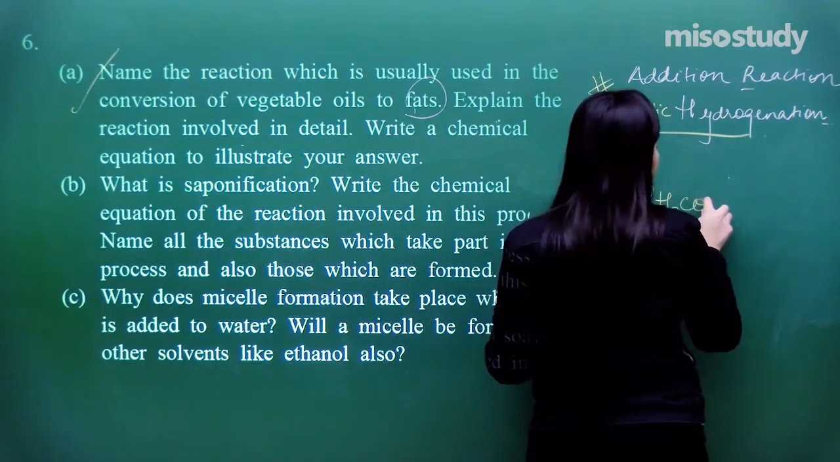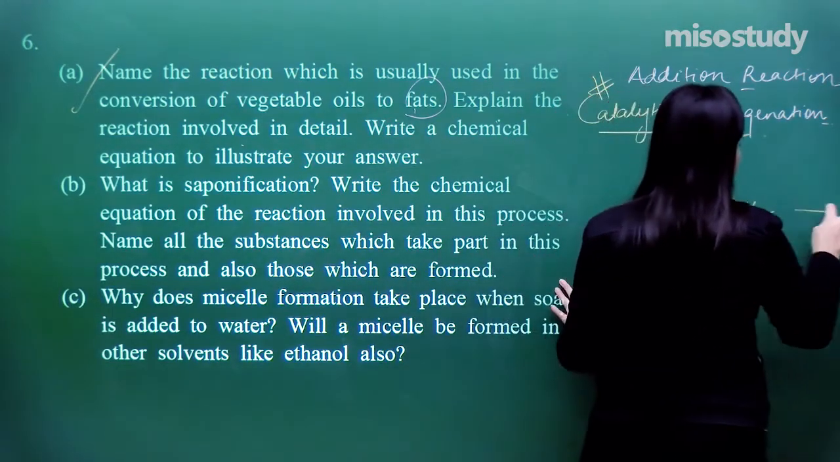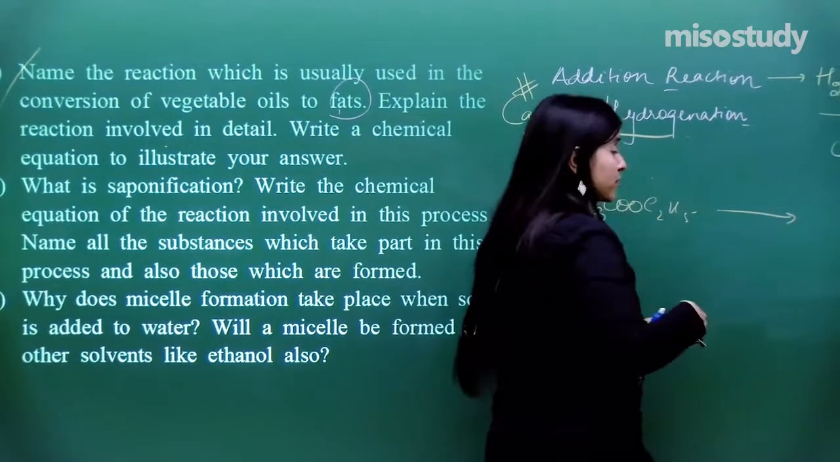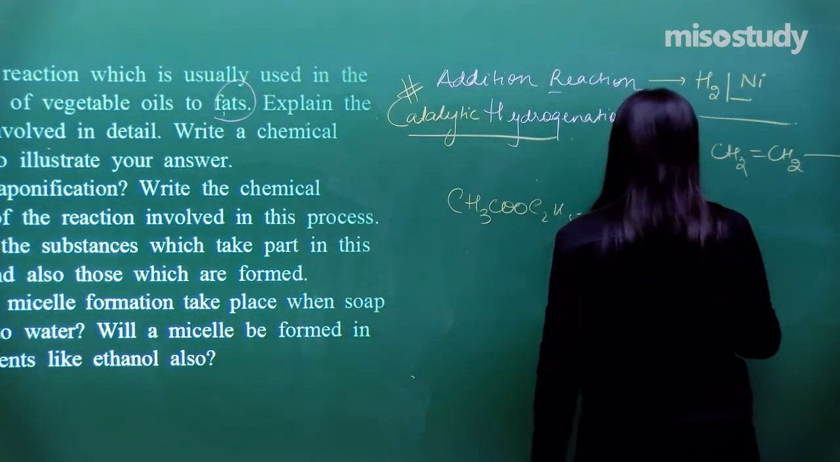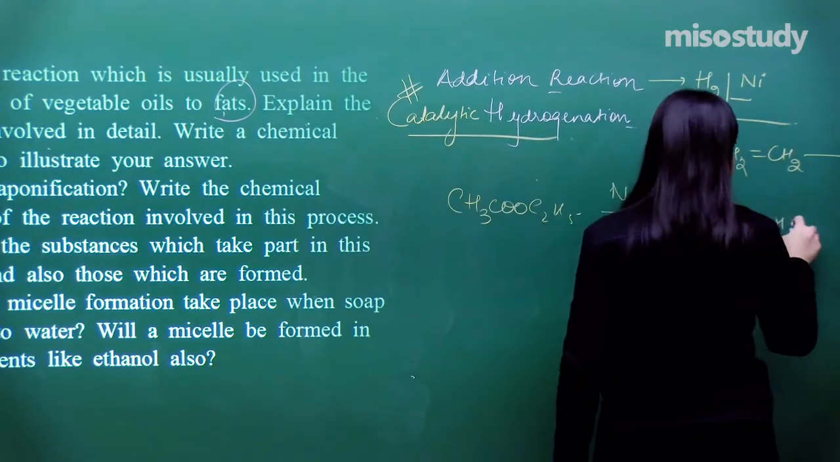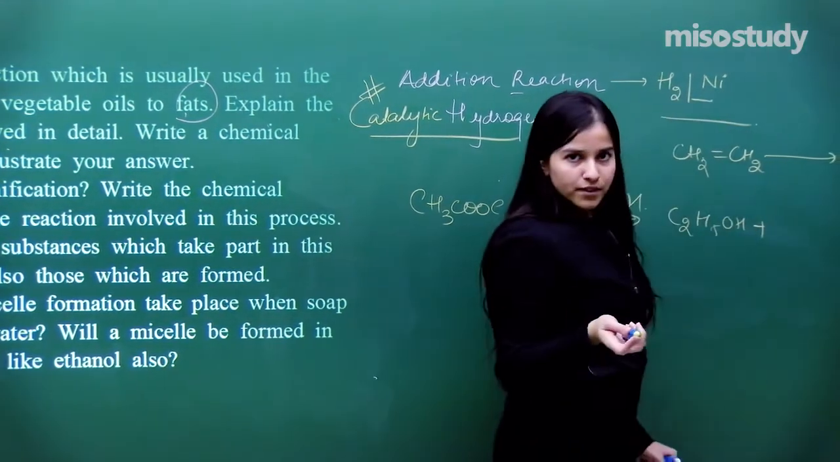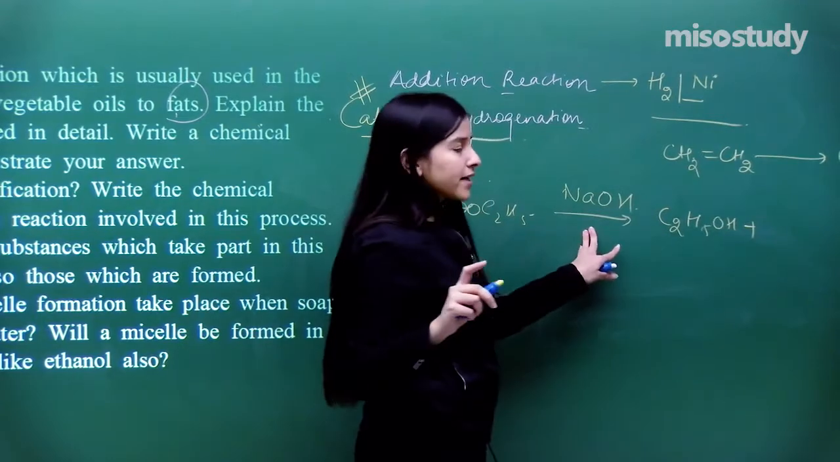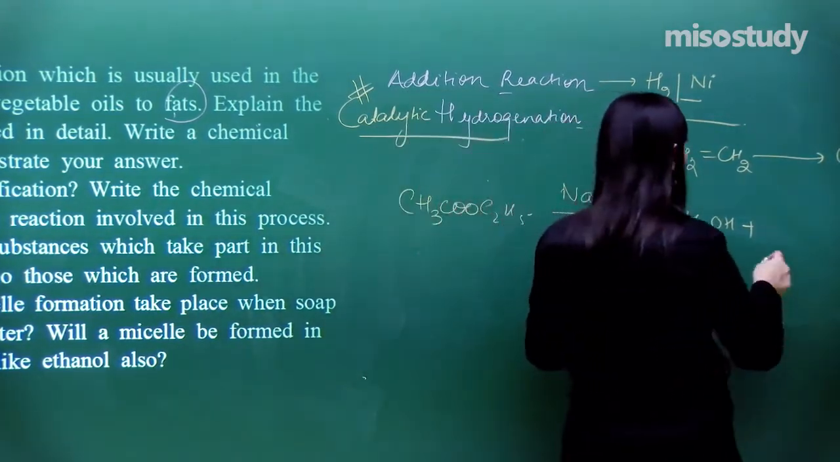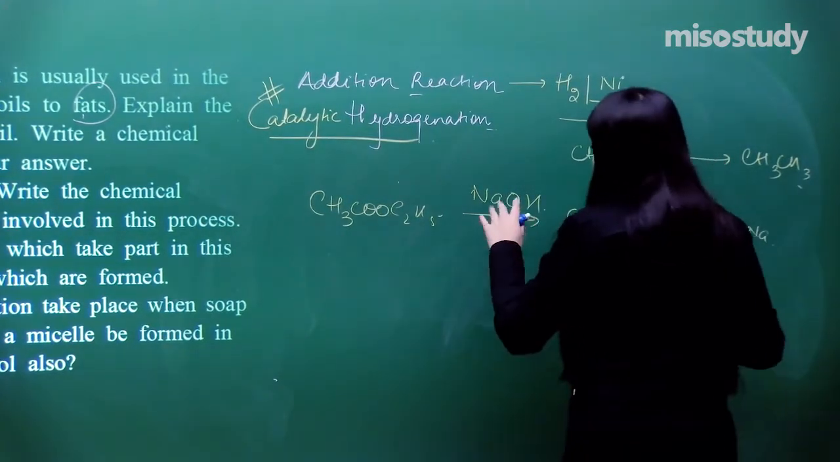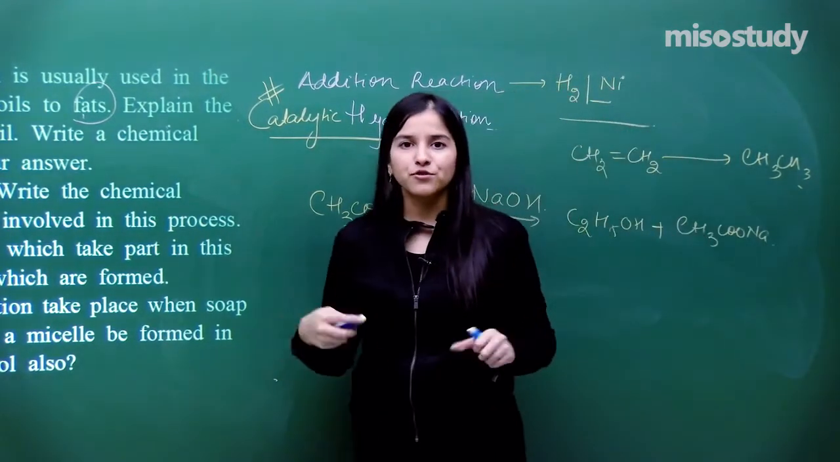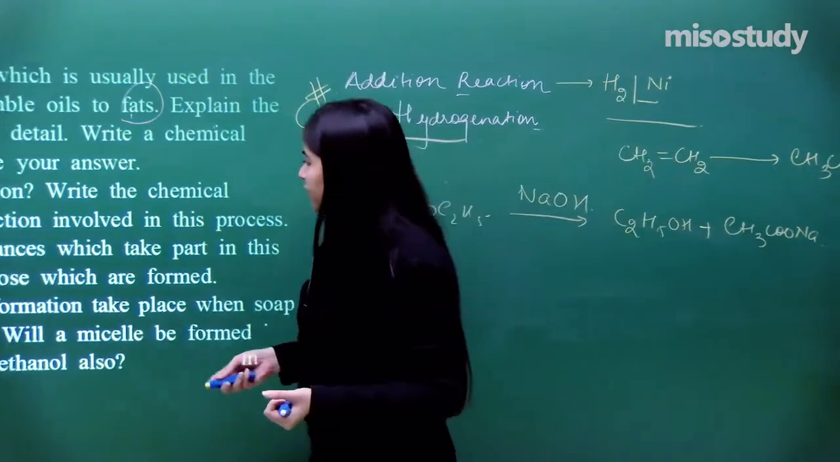That means let's take up this ester and react it with NaOH, then there will be the formation of soap. I get the alcohol as it is plus the sodium or potassium salt. Whenever I am using sodium hydroxide, we will be getting the sodium salt of acetic acid, whereas if I use KOH, I will be getting the potassium salt. So that is what saponification is. Fine.